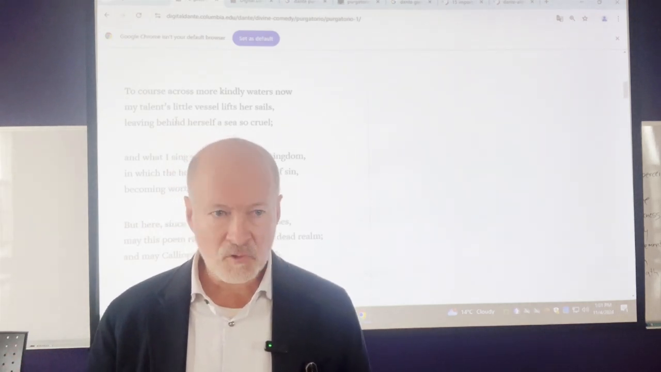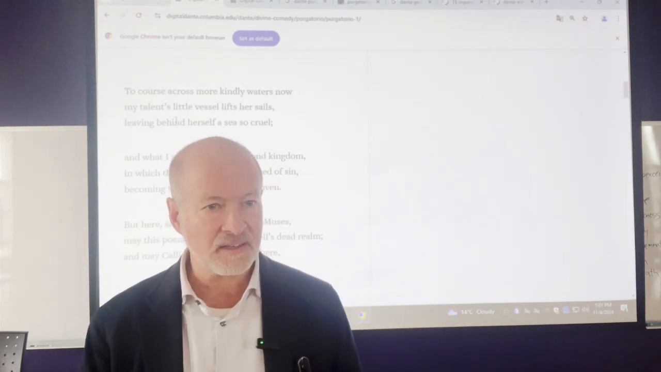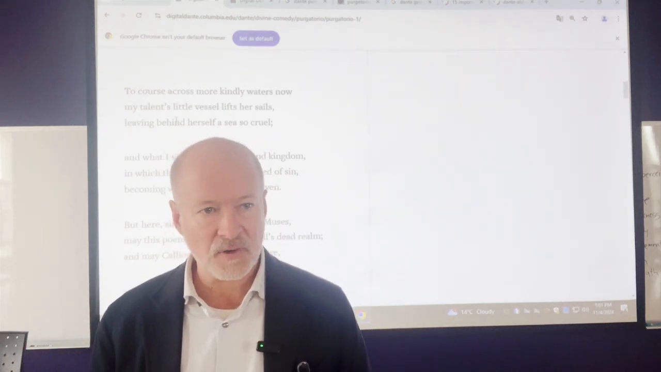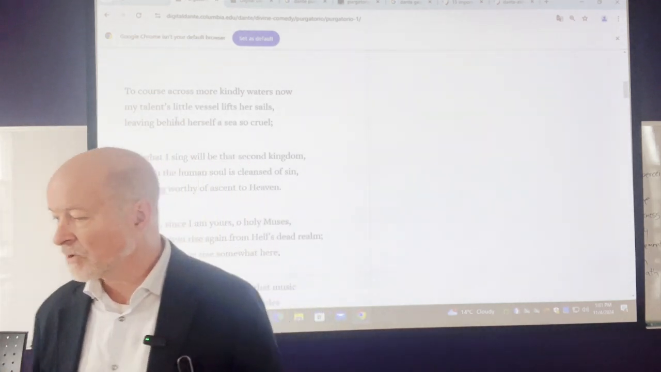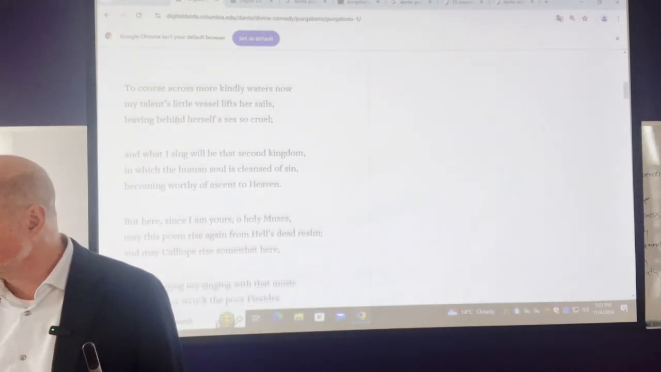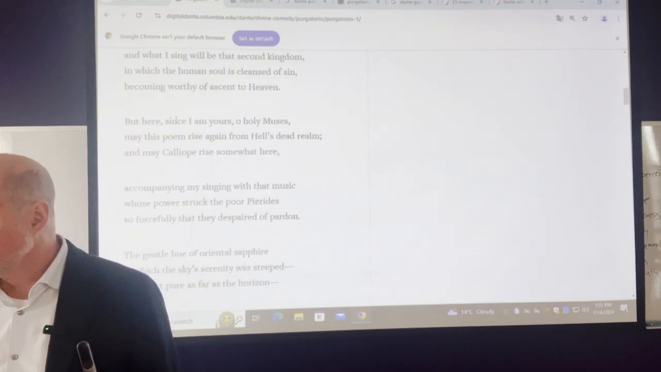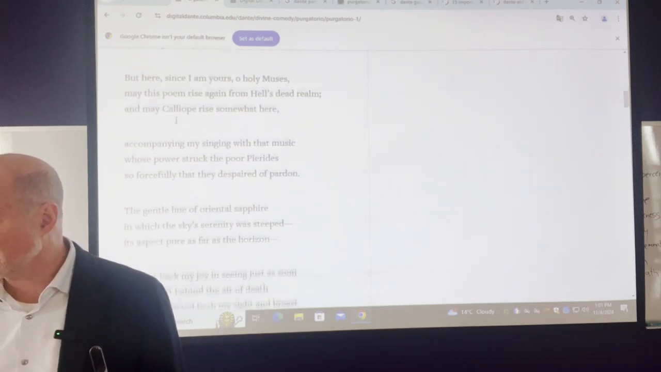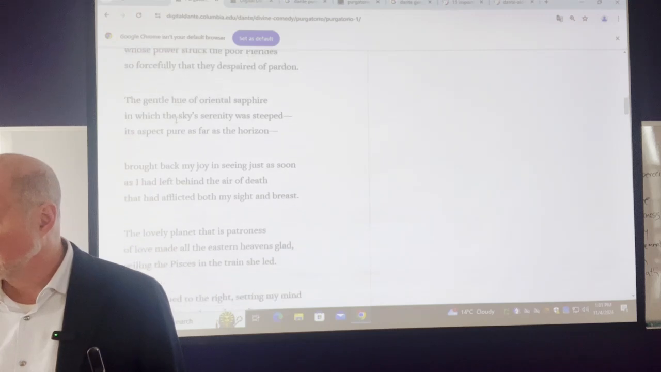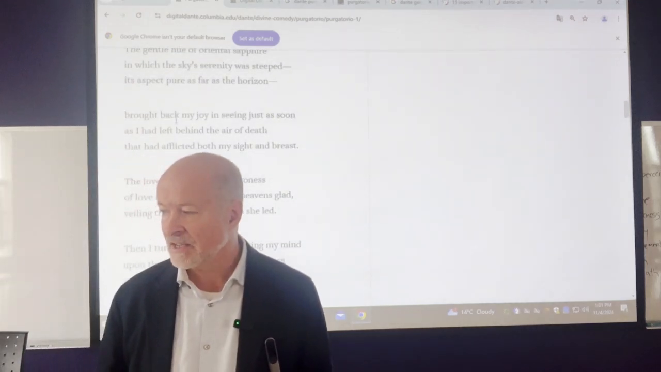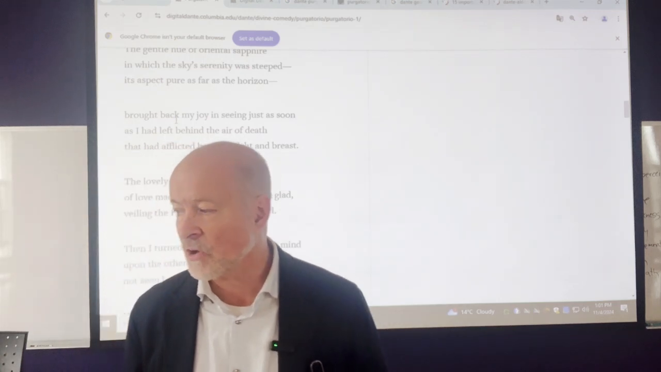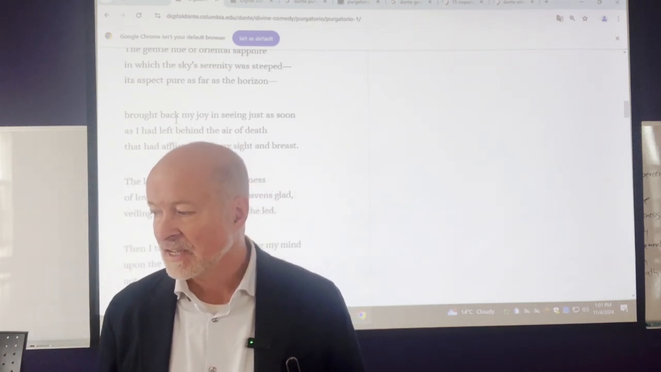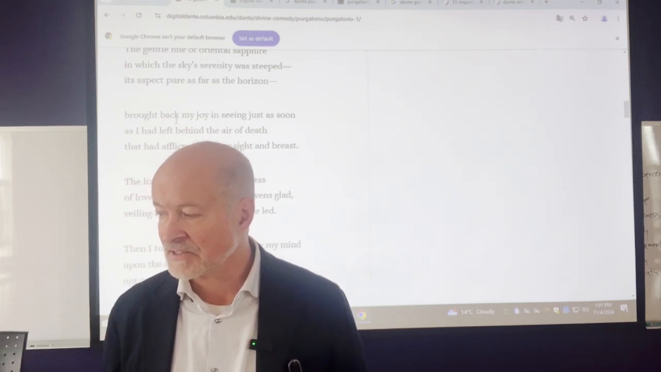If you question whether I was being accurate in depicting this as an epic, there's no doubt in Dante's mind he's writing an epic. "And may Calliope rise somewhat here, accompanying my singing with that music whose power struck the poor Pierides so forcefully that they despaired of pardon. The gentle hue of oriental sapphire in which the sky's serenity was steeped, its aspect pure as far as the horizon, brought back my joy in seeing just as soon as I had left behind the air of death that had afflicted both my sight and breast."